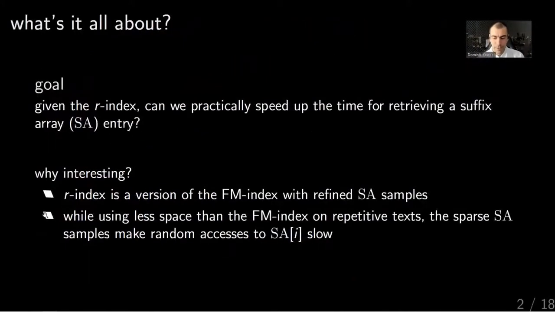Okay, so the goal is that we want to find a way how to get random access on the suffix array if we have just the r-index. And why is it important? Because the r-index is a refined FM index in that it takes less space than the FM index on repetitive text. But because of that, it has fewer samples, and that makes random access on the suffix array more difficult.